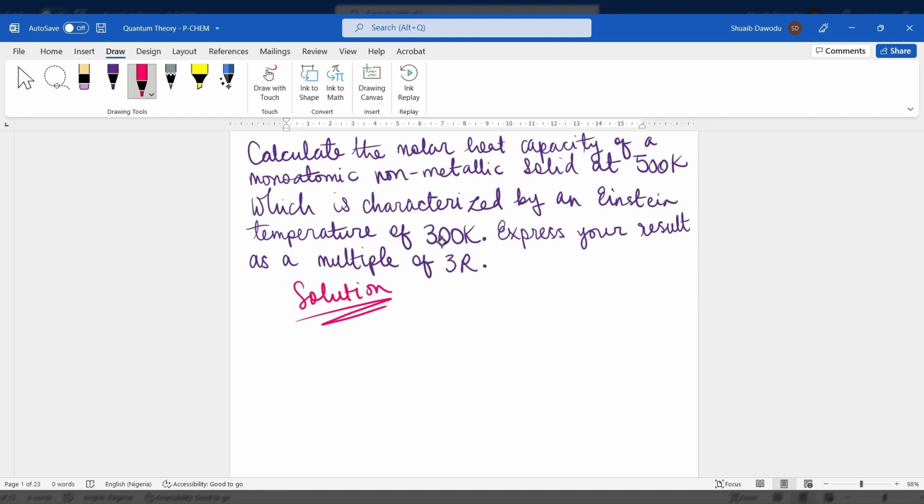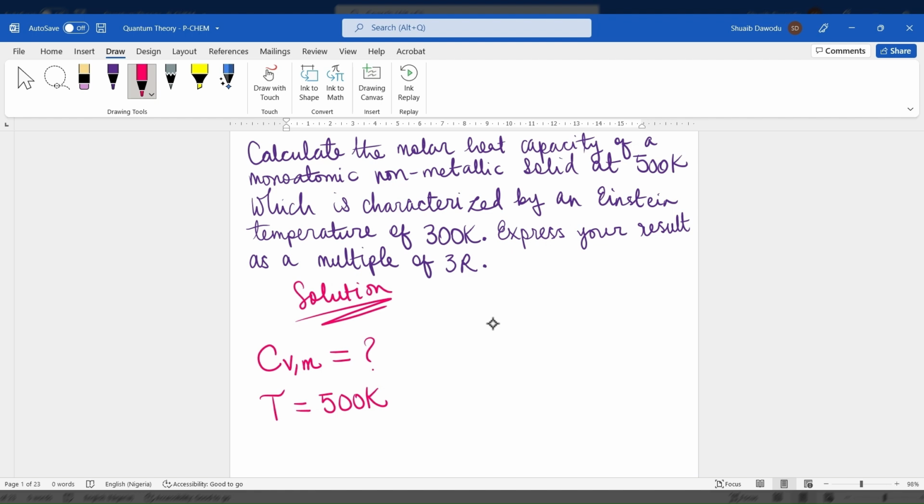Usually whenever you have a reaction, or let's just say a process like this, it occurs at constant volume. So the molar heat capacity will be the molar heat capacity at constant volume. That's C_V,m, which is what we're solving for, of a monoatomic non-metallic solid at 500 Kelvin. So we've been given the temperature to be 500 Kelvin. We're also told that it is characterized by an Einstein temperature of 300 Kelvin.